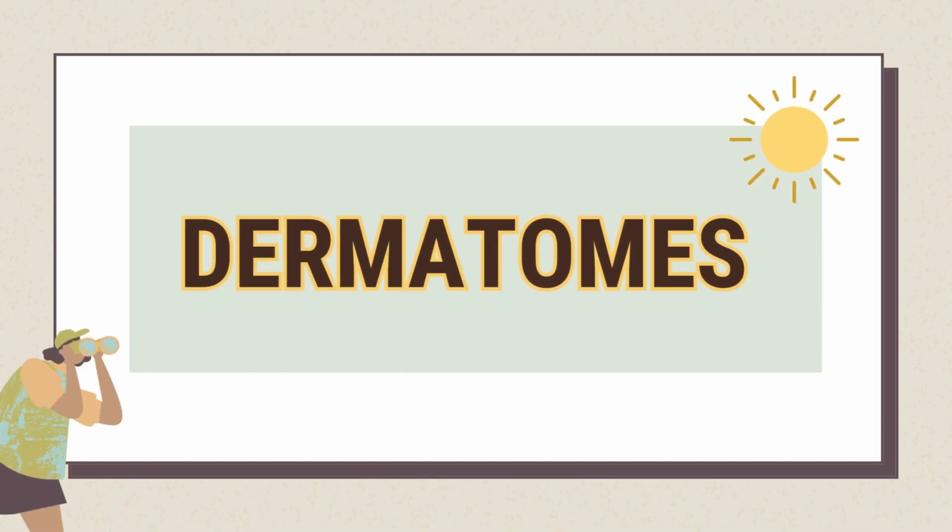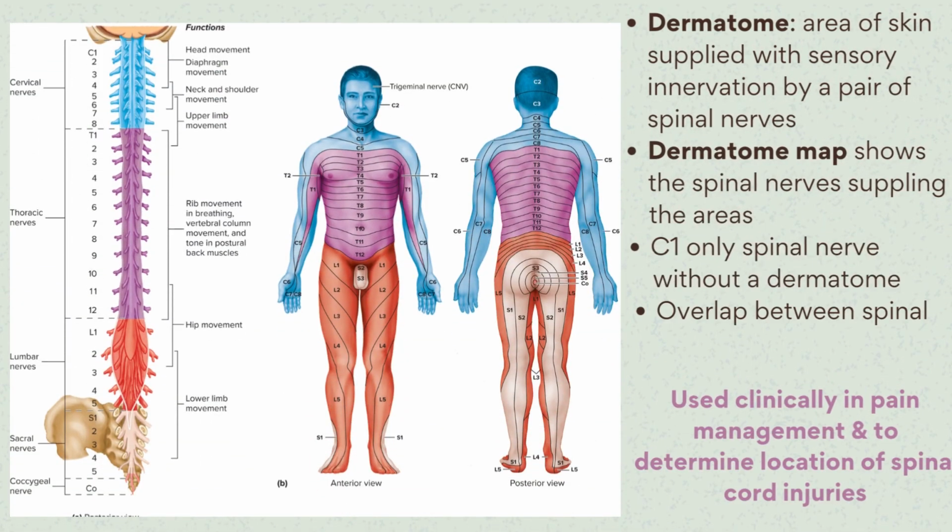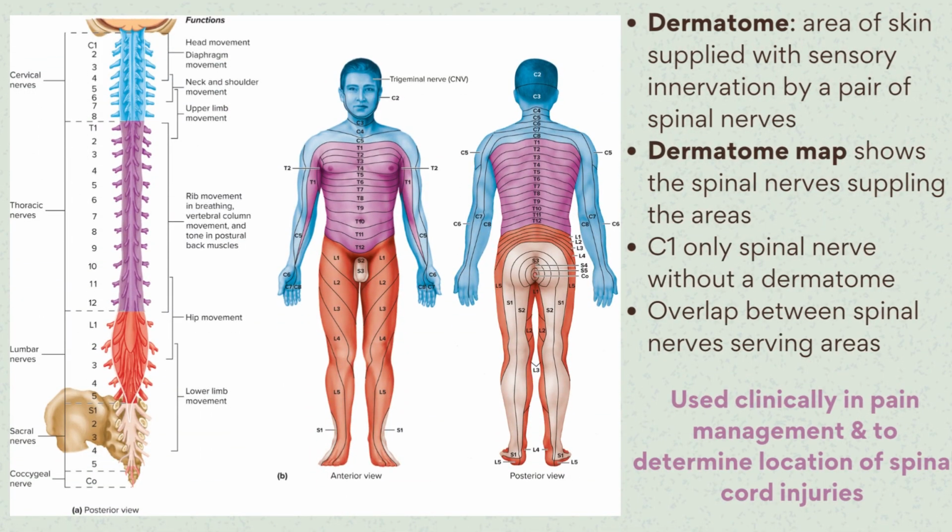Now let's learn about dermatomes. A dermatome is an area of skin supplied with sensory innervation by a pair of spinal nerves. A dermatome map, like the one pictured here, shows the spinal nerves supplying the different areas. Notice that C1 is the only spinal nerve without a dermatome. Also, there is overlap between the spinal nerves serving an area.